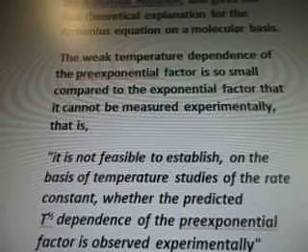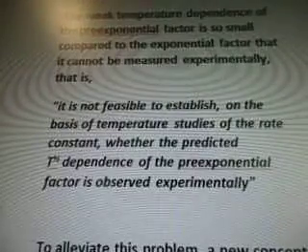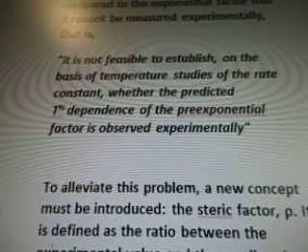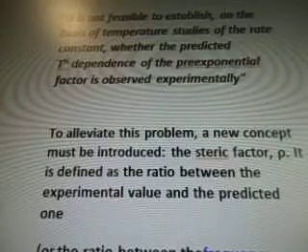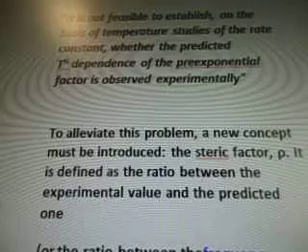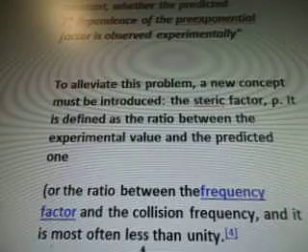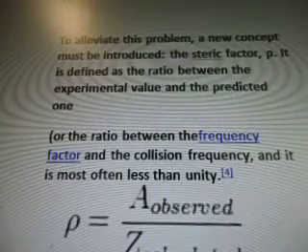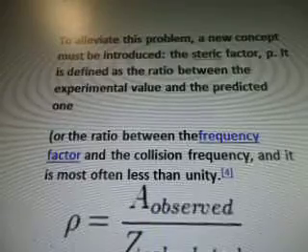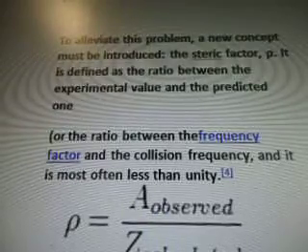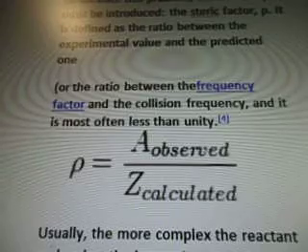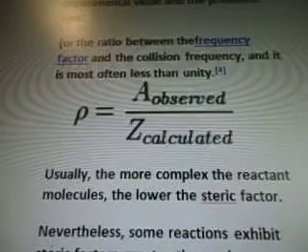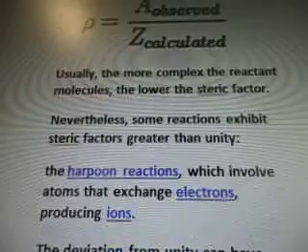The weak temperature dependence of the pre-exponential factor is so small compared to the exponential factor that it cannot be measured experimentally. That is, it is not feasible to establish on the basis of temperature studies of the rate constant with a predicted T to the 1/2 dependence of the pre-exponential factors observed experimentally. To alleviate this problem, a new concept must be introduced, the steric factor, P. It is defined as the ratio between the experimental factor and the predicted one, or the ratio between the frequency factor and the collision frequency, and it is most often less than unity. P equals A observed over Z calculated.